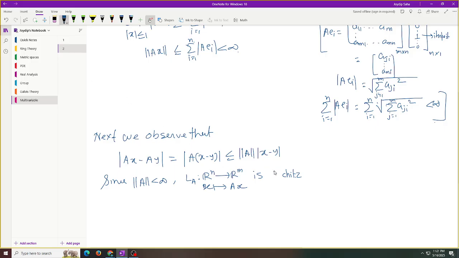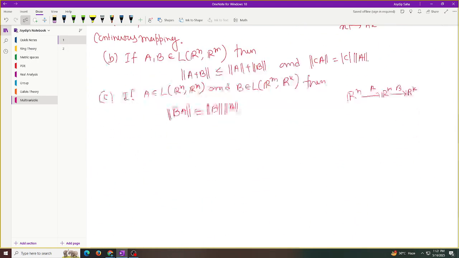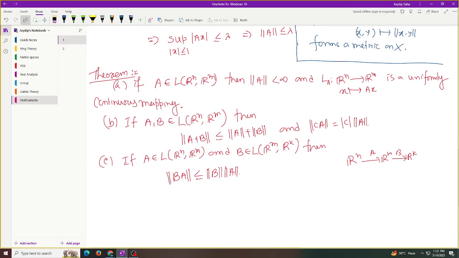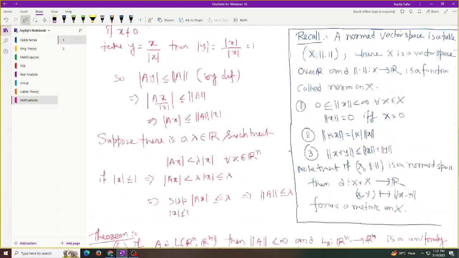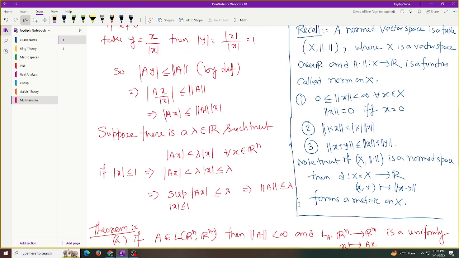So it is Lipschitz. This implies LA is uniformly continuous. So, what is the first statement? Next we have to show this triangle inequality, and this, that means actually this we have defined here. So the supremum is an actual norm. We are checking this. Okay.